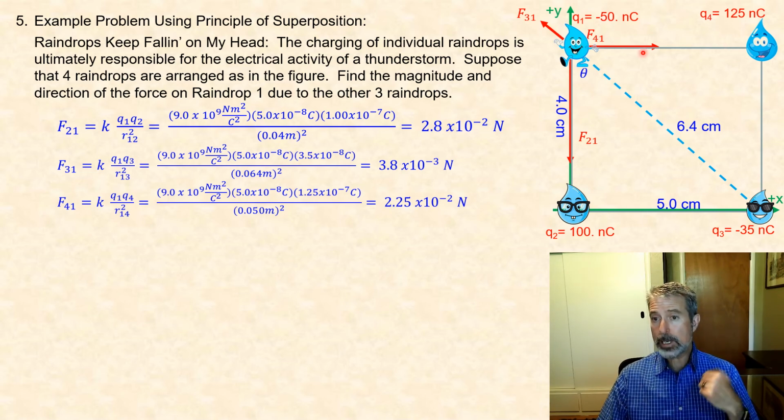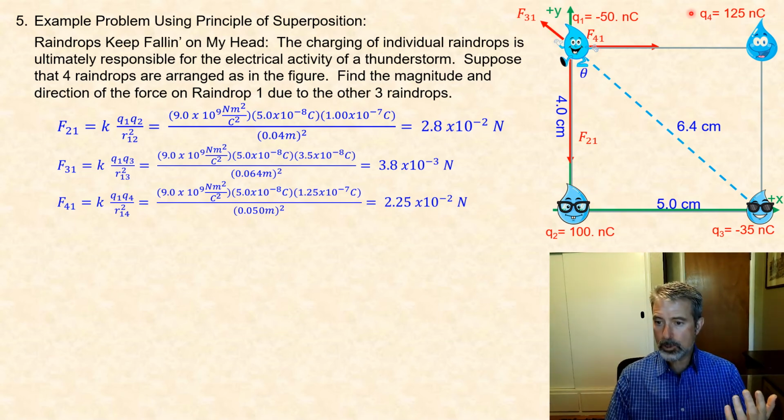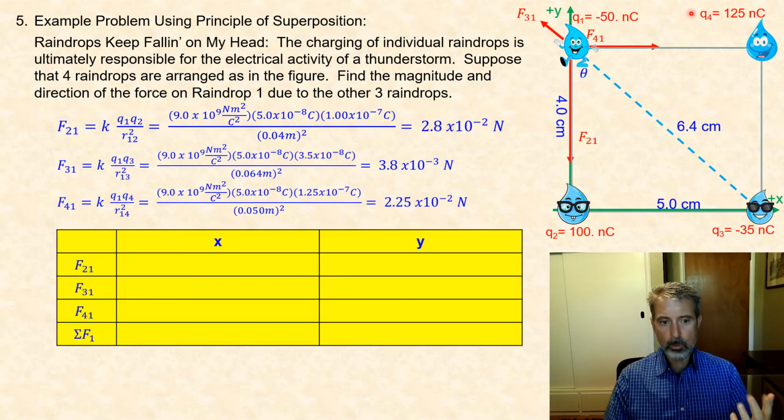So basically, according to the law of superposition, we need to add these three force vectors, that is F21 plus F31 plus F41. And we can do this using the component method of vector addition. Since we're simply adding these forces, we can resolve them into their respective x and y components.